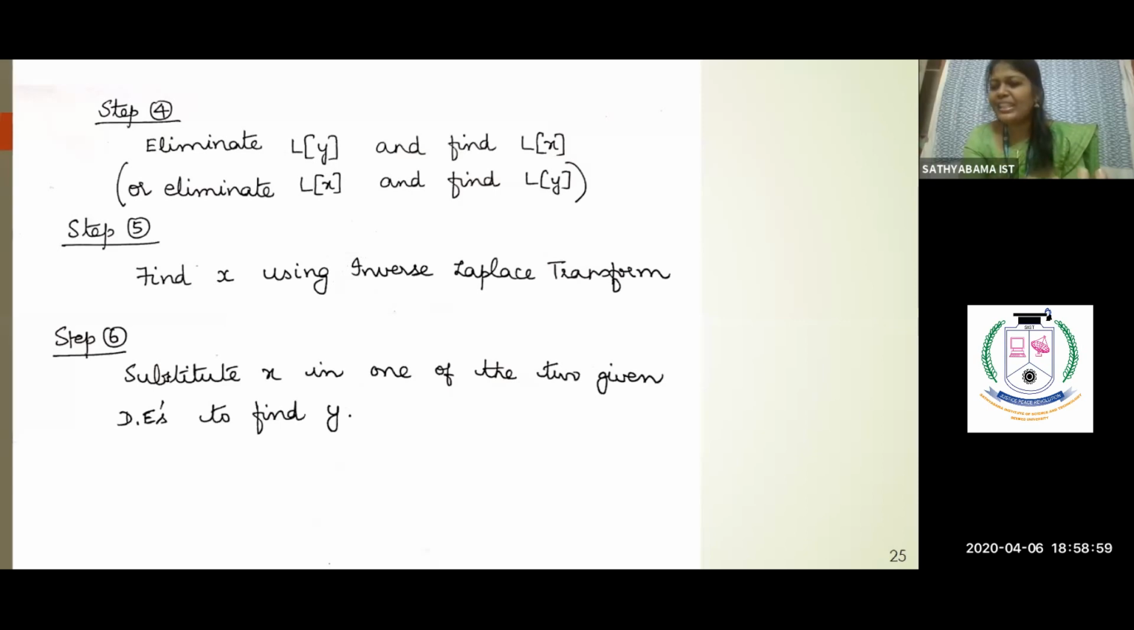Once you find x, finding y is just substituting x in one of the 2 given differential equations. See which equation gives you y directly. And then find y. So you're through. This is all it is.